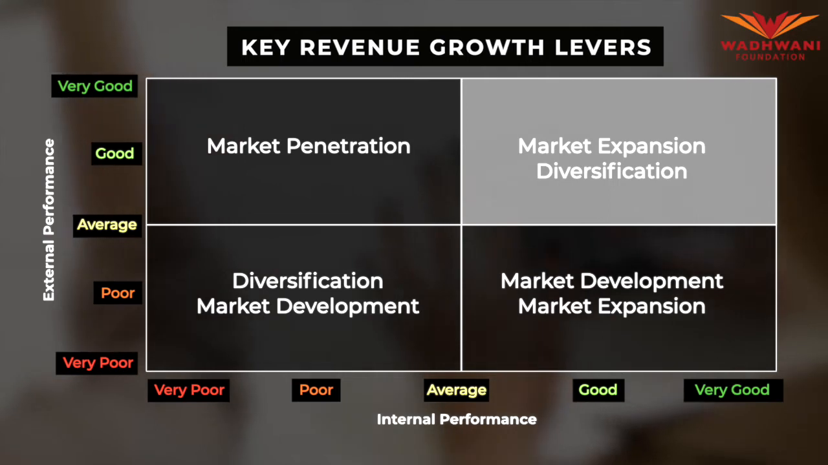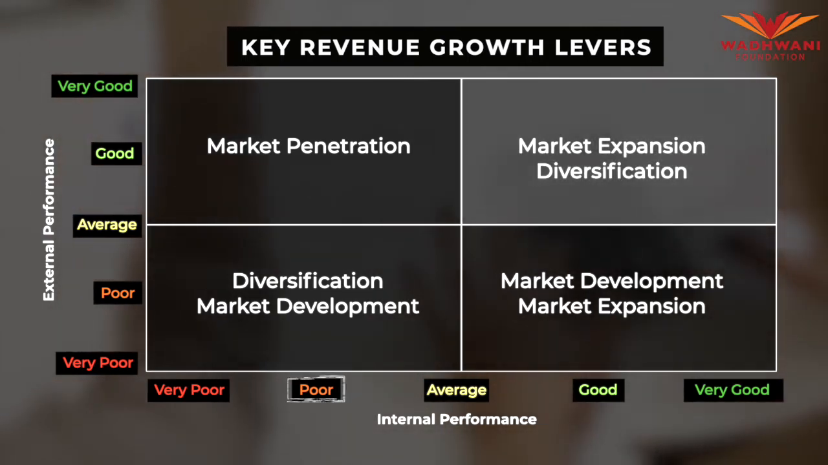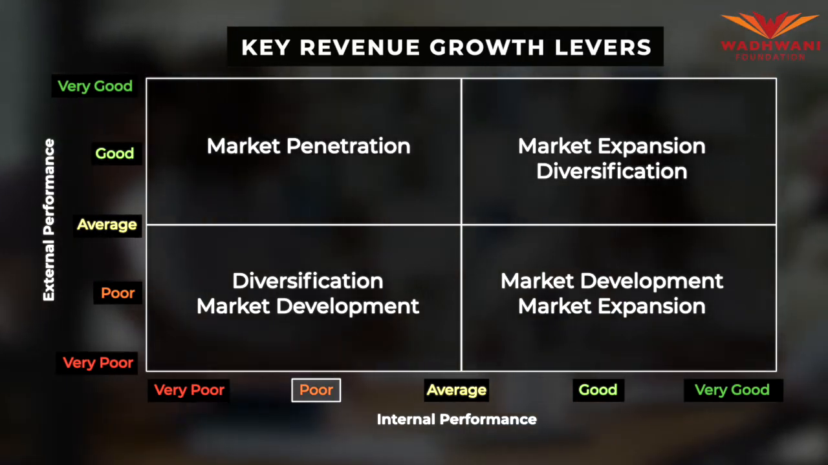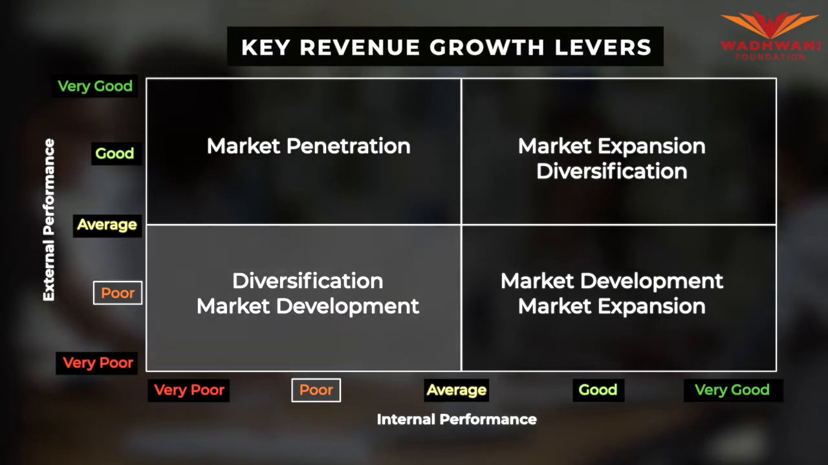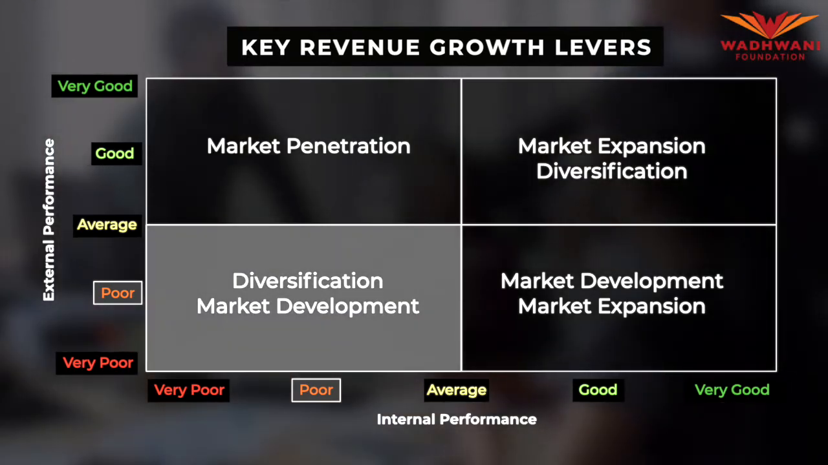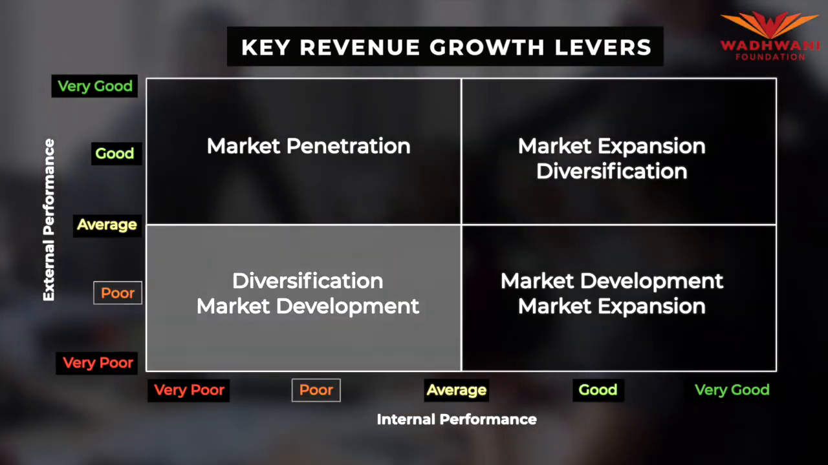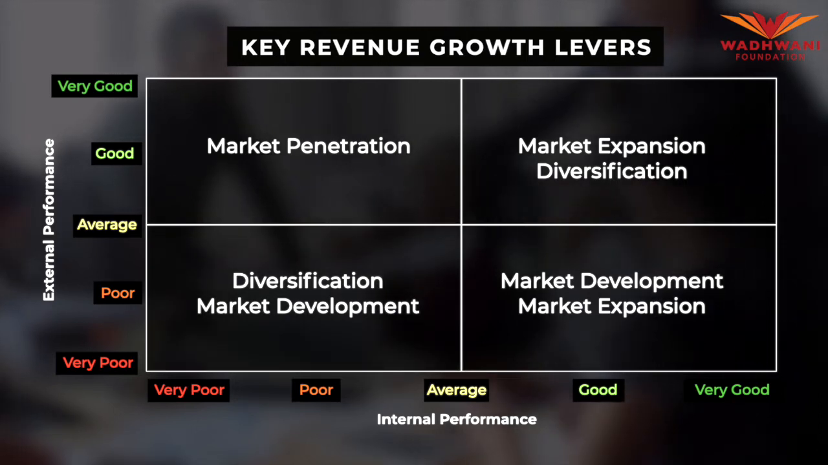So based on this logic, you can actually decide. If I'm saying that my internal performance is poor and my external performance is also poor, then I need to look at either market development, or I think you need to look at a completely new diversification, right? So this logic is something which is built into the tool.